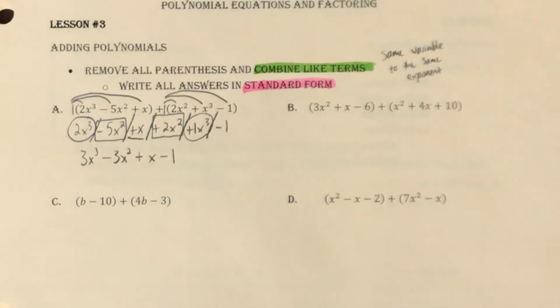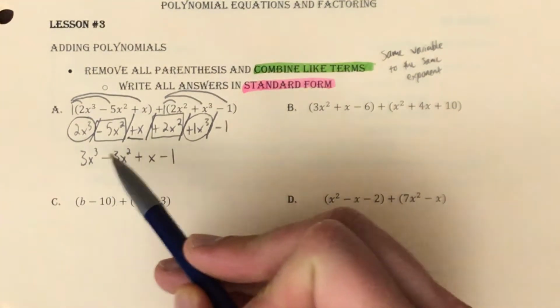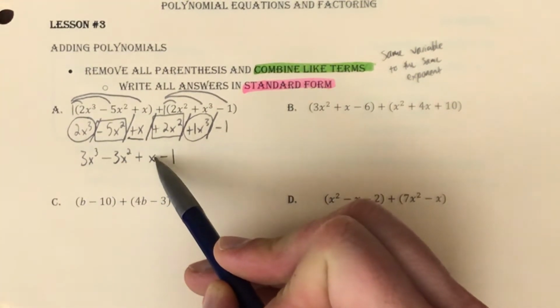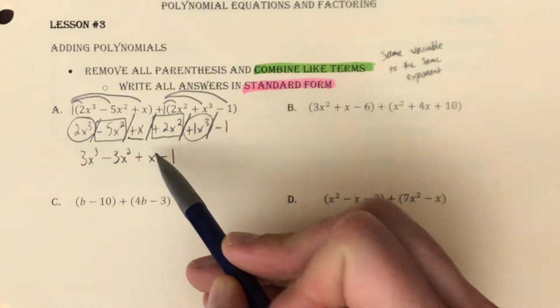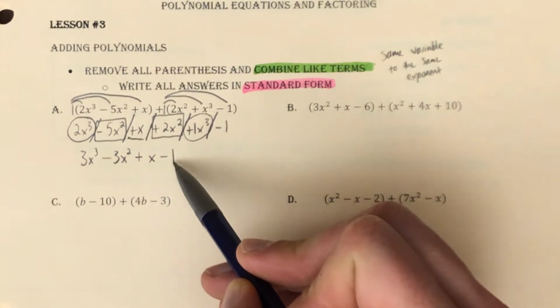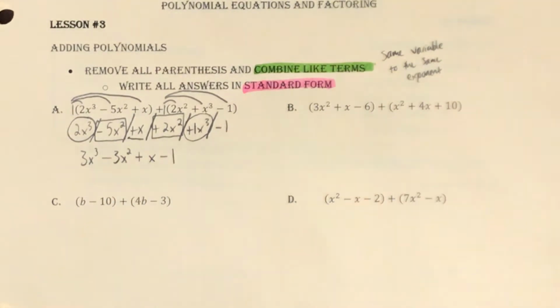So once I've combined all like terms, I want to make sure that I ended up in standard form. Is it going from greatest exponent to smallest exponent? Well, x to the third, x squared, x really to the first, but there's not one listed, and then just a number. Just a number should always be at the end, so this is already in standard form. So my final answer when adding these polynomials is 3x to the third minus 3x squared plus x minus 1.